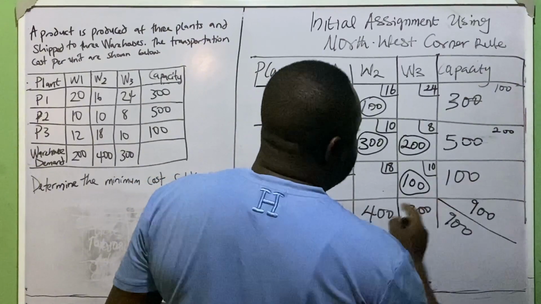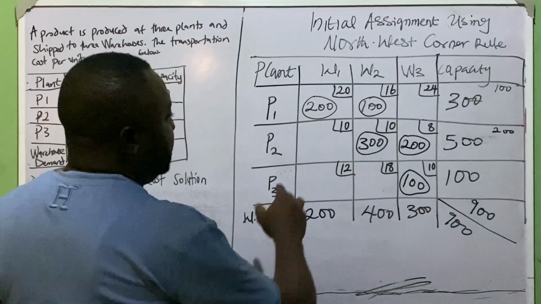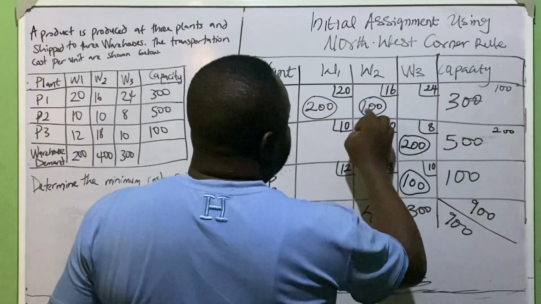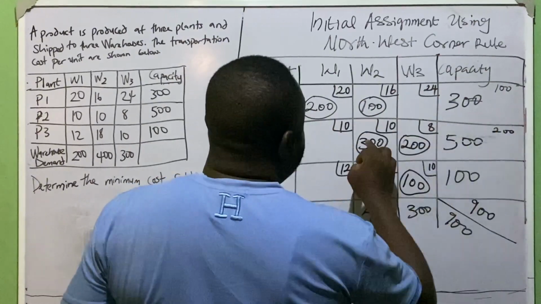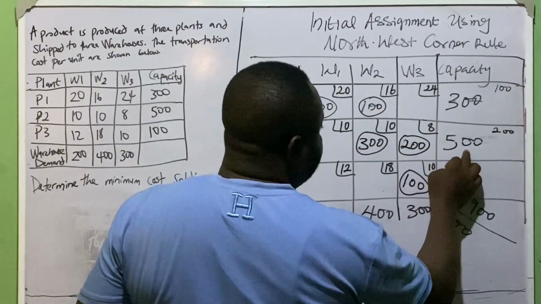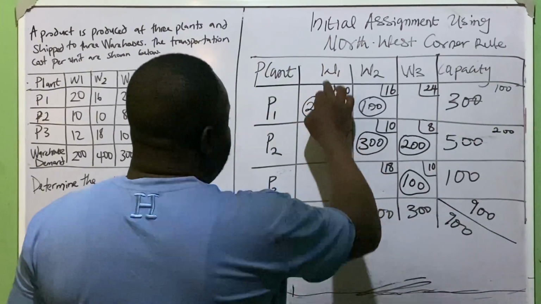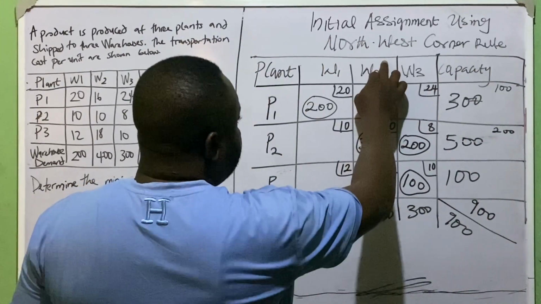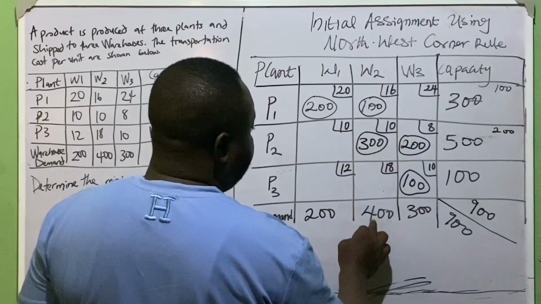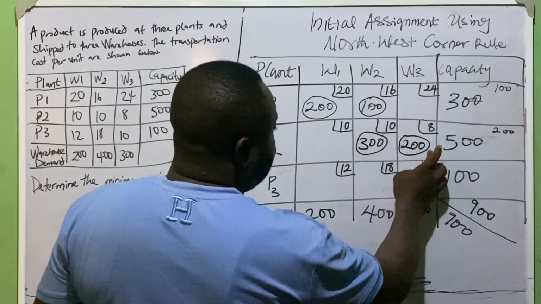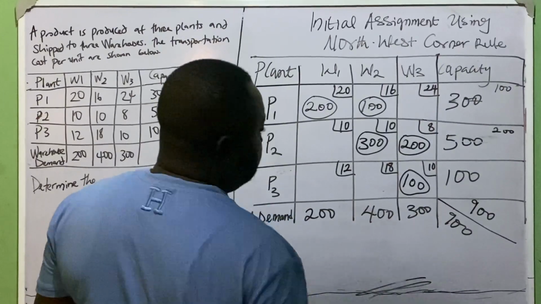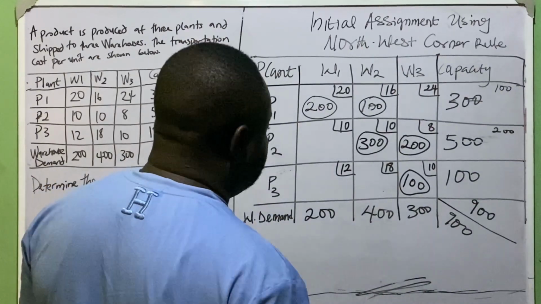Another thing, no. So we have exhausted 300. 200 plus 100 gives us 300. 300 plus 200 gives us 500. Then of course 100 here, 100 here. Then W1 200, W2 100 plus 300 is 400, then W3 200 plus 100 is 300. So we have satisfied all conditions.